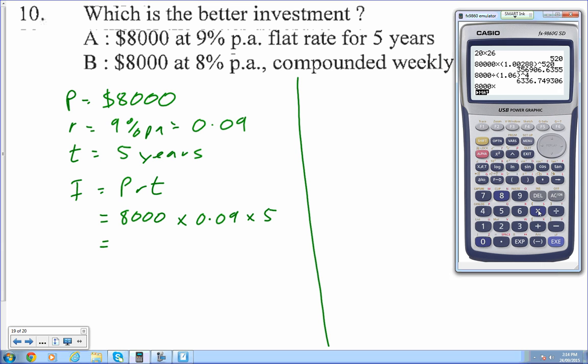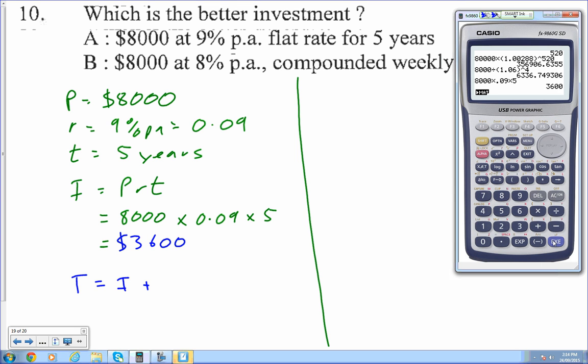8,000 times by 0.09 times by 5 equals 3,600. So total equals interest plus principal, so equals 3,600 plus 8,000, so equals 11,600.